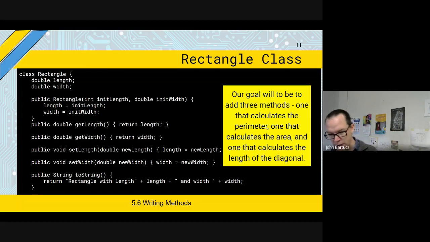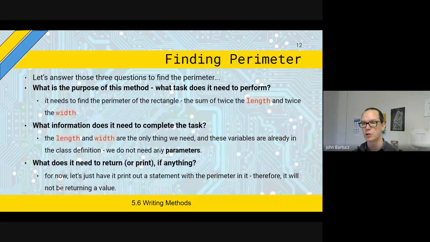So what we want to do here is make our rectangle class a little more useful. We want to have three new methods, one that does perimeter, one that does area, and one that does diagonal. So when we design a new method, the first thing we want to do is think about what does it need to do, right? If we're trying to find the perimeter, that means that it's the area around the edge. And hopefully you remember from 4th grade that the formula for perimeter is basically just twice the length plus twice the width. And those are the only things we need.